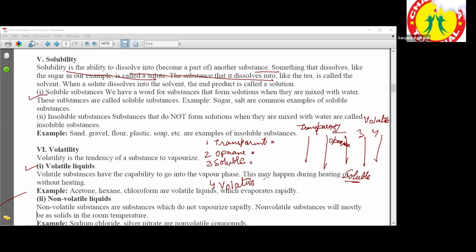What are volatile objects? The objects which can easily vaporize. One example I'm giving you is camphor. If we put camphor in a flame and light it with fire, it gets converted into gaseous form directly from solid. So it disappears. That is sublimation. So you have to write 5 objects of these 4 categories.